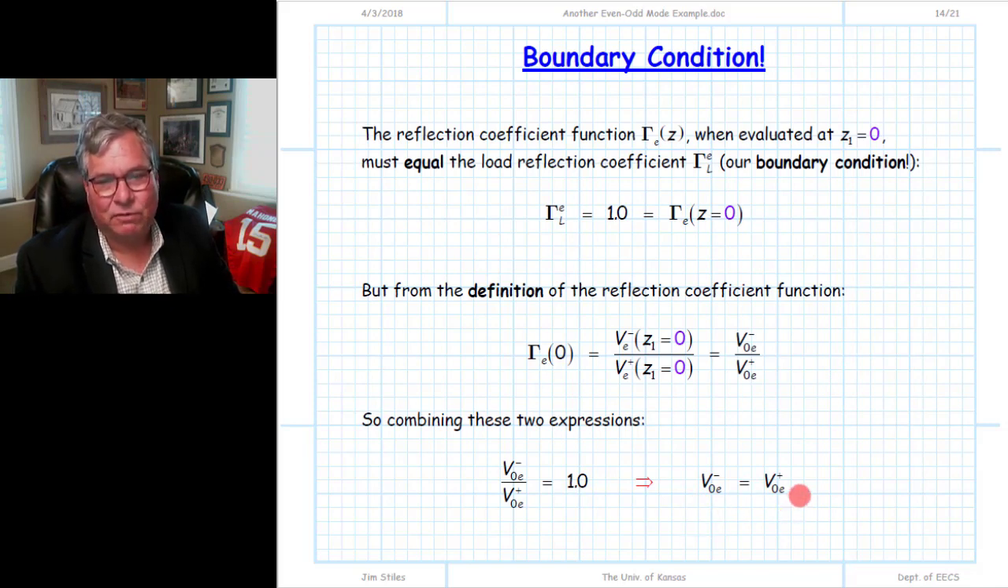This is what happens for an open circuit terminating a transmission line if the index for the load location is equal to 0.